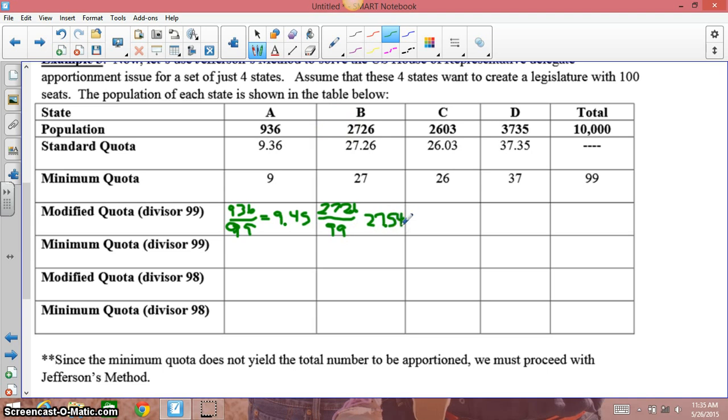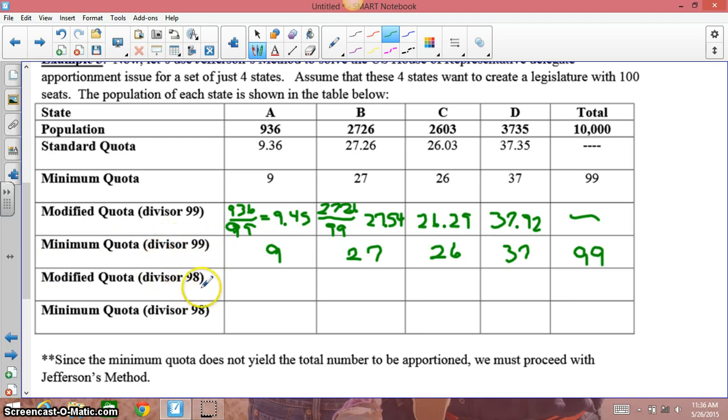27.54. 2603 divided by 99 should give you 26.29. And 3735 divided by 99 should give you 37.72. Round down, so just taking the whole numbers, 9, 27, 26, 37. As you can see, after you add those across, you still have 99 seats. Since I haven't allocated all 100 seats, I haven't picked the best divisor, so I go down.